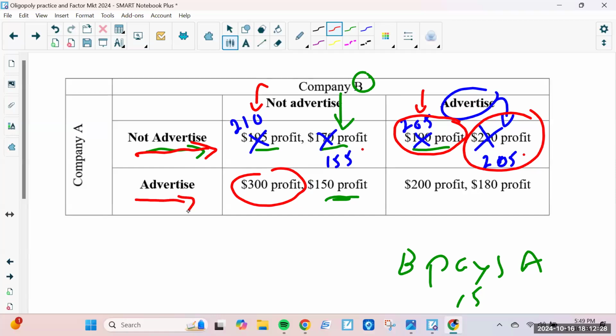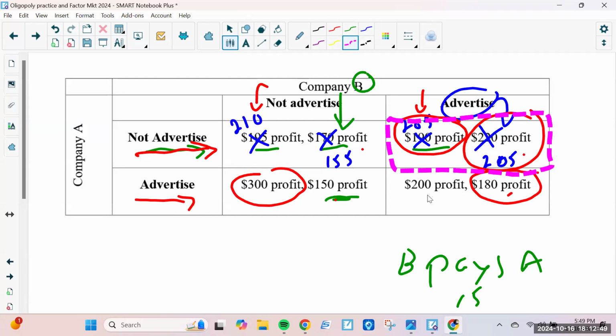If A advertises, then B is going to advertise because 180 is bigger than 150. So what we've done is we've moved the Nash equilibrium. By company B paying A $15, we moved the Nash equilibrium from where we were down here before. And interestingly enough, everybody's profits went up.